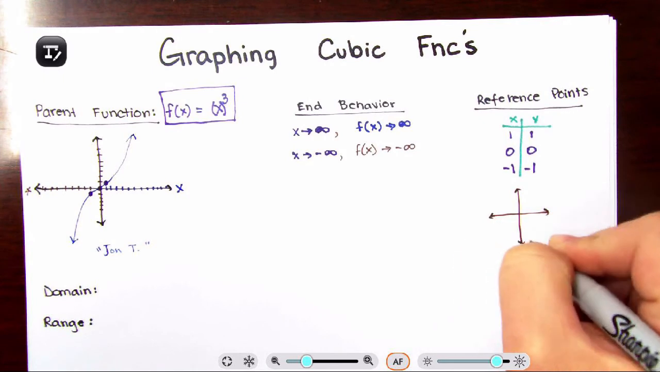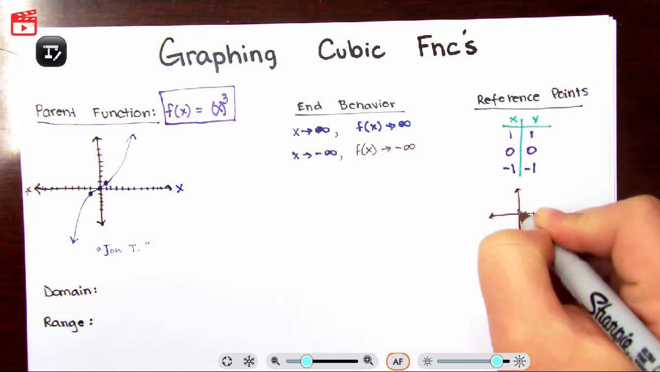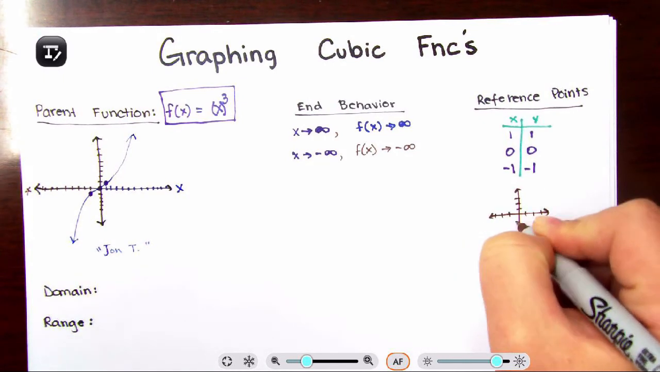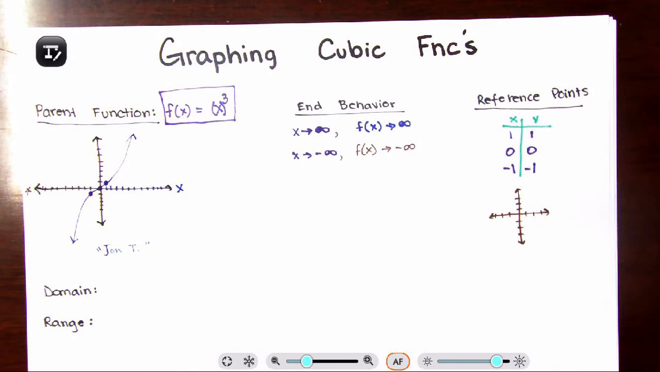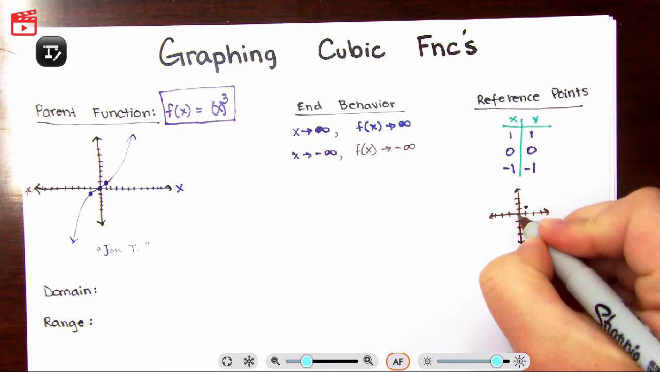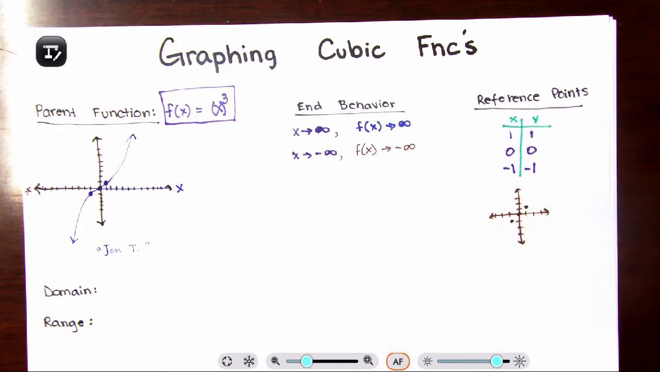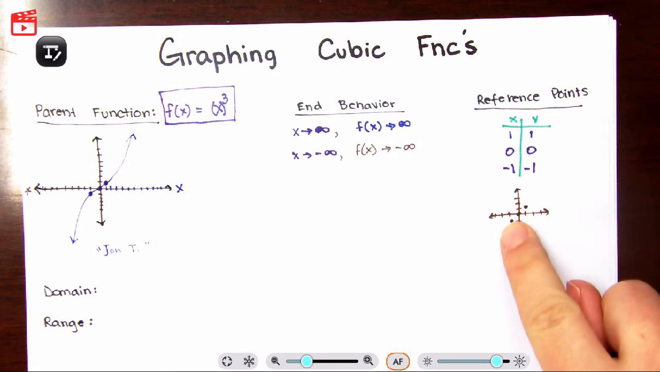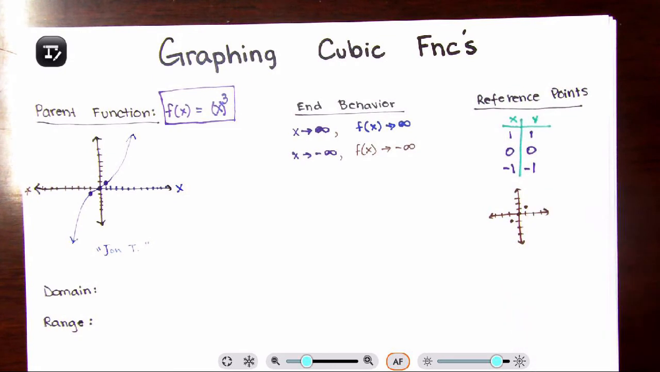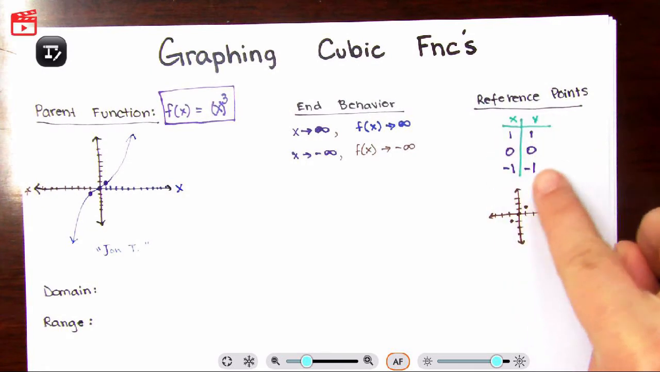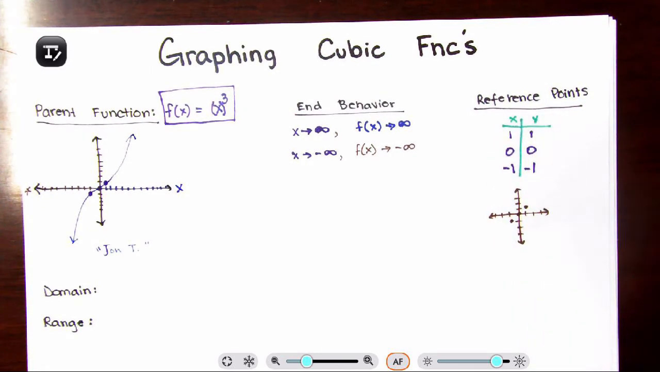Do a quick sketch. This is why knowing what your parents look like is super important here. Because if I was to graph 1, 1, 0, 0, and negative 1, 1, that looks like a line to me. If I was to connect it just straight, then that would be incorrect because we're dealing with a cubic function. But these reference points, the 1, 1, 0, 0, you're going to find that it's going to be very, very common for many different functions.